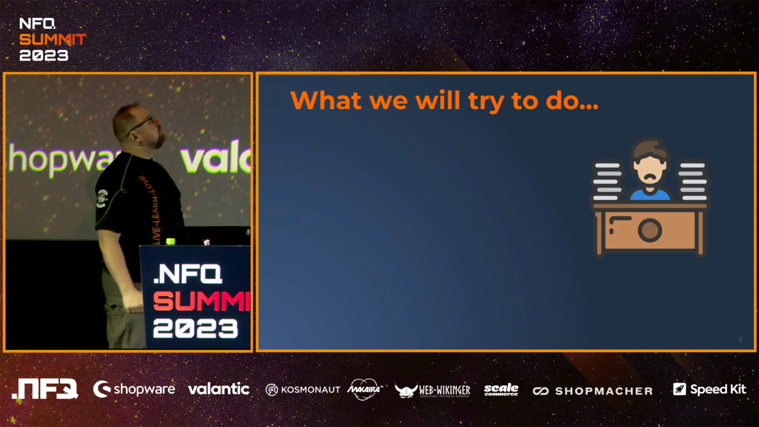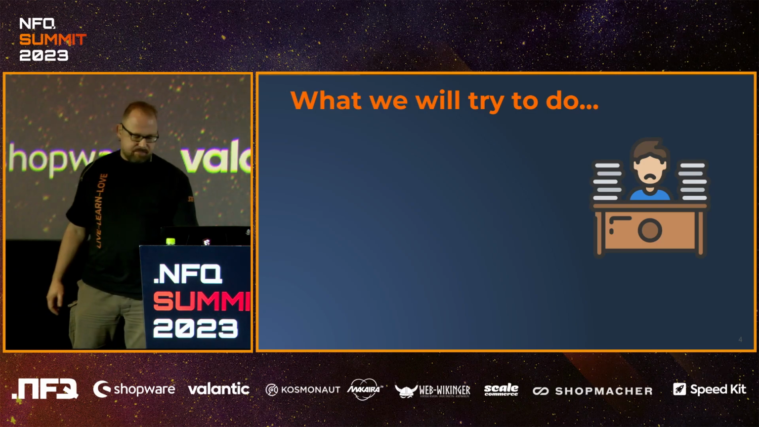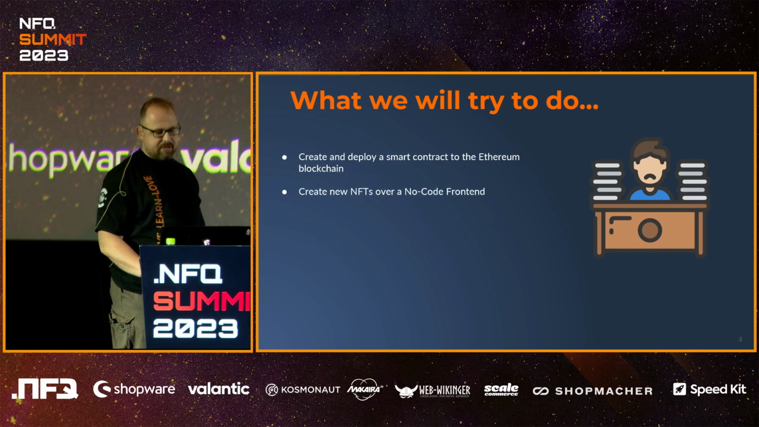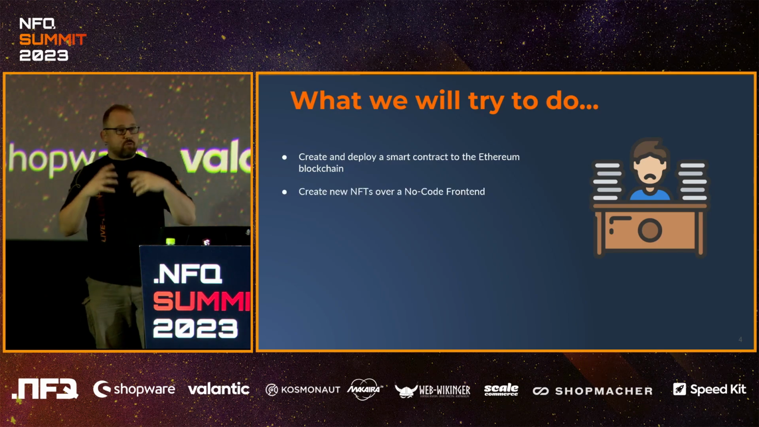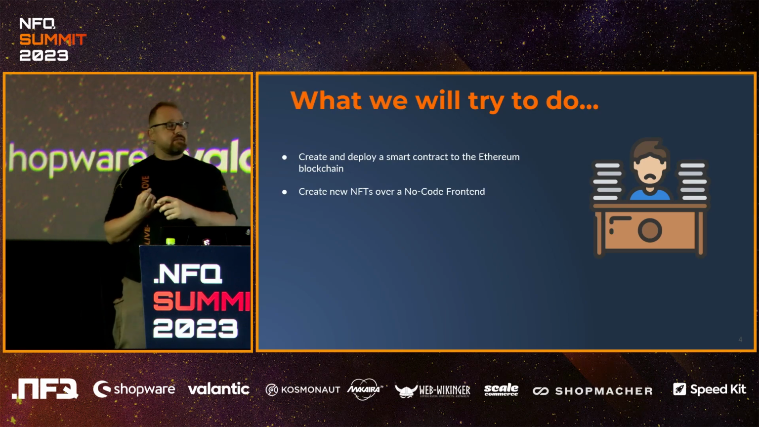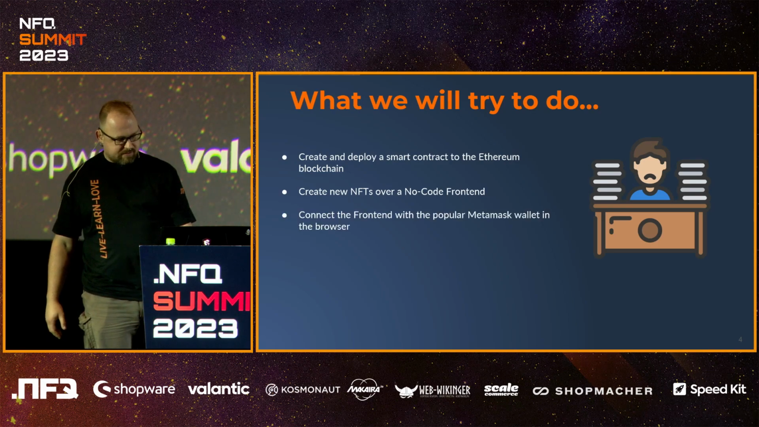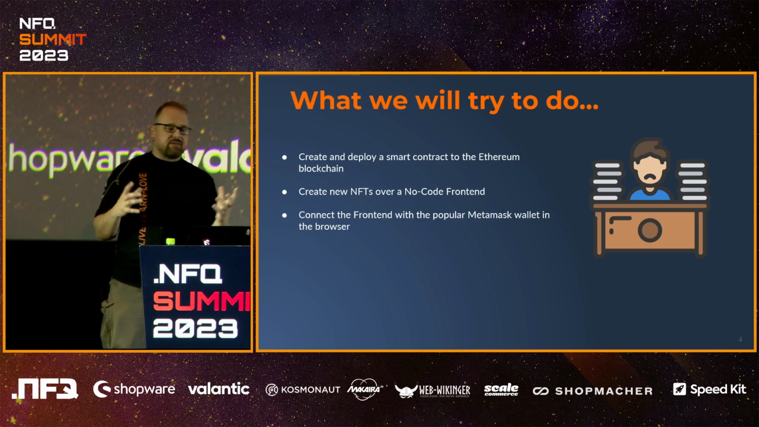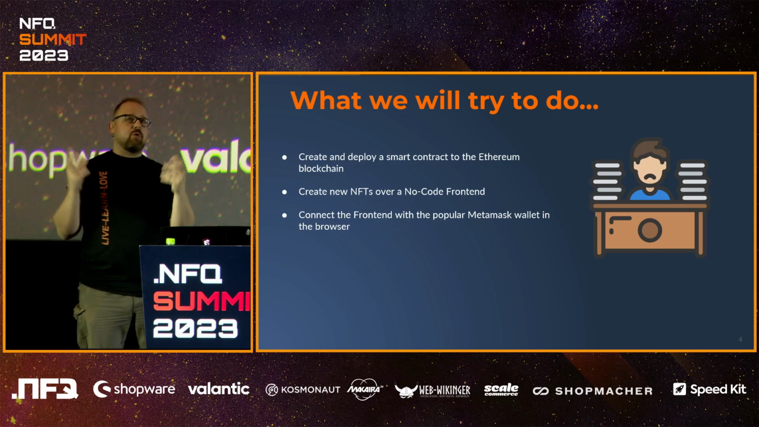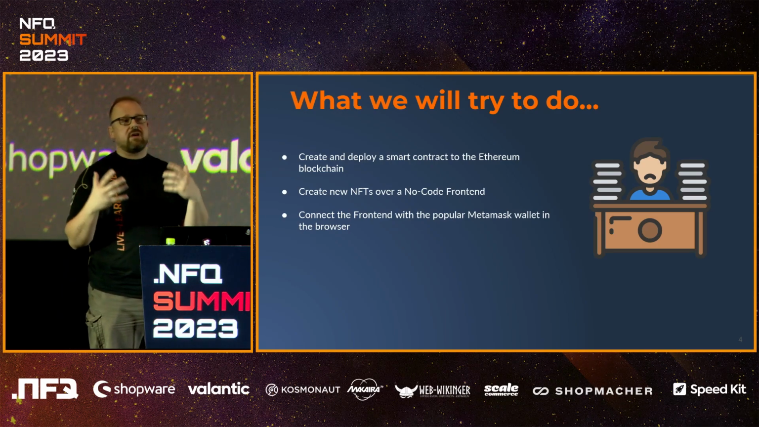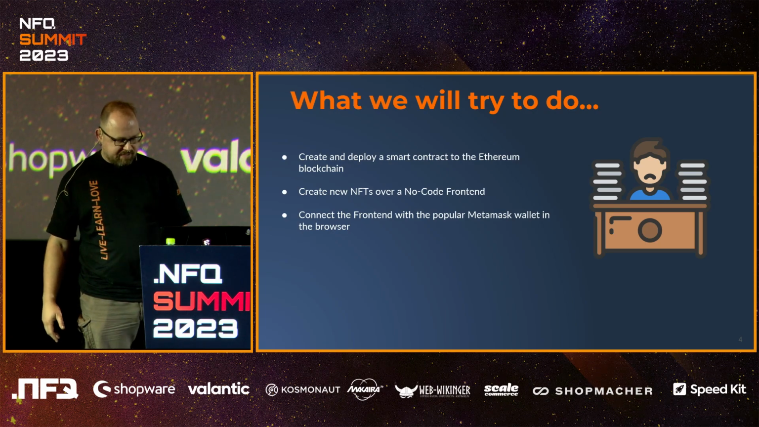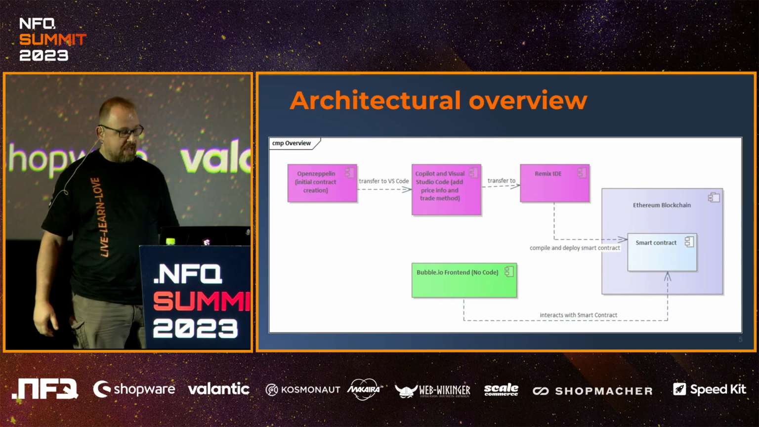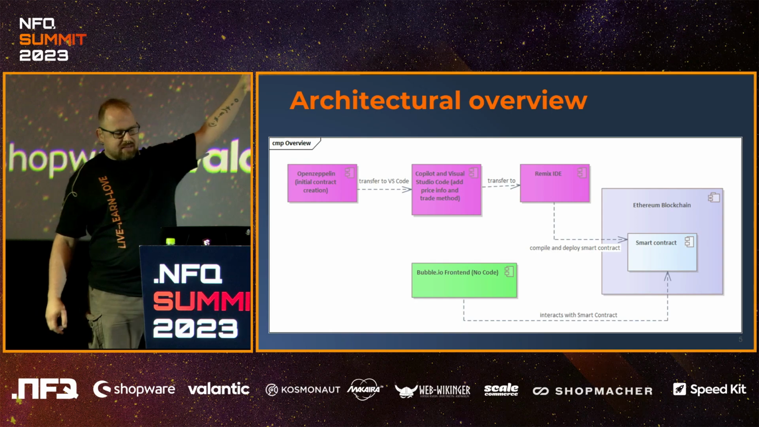So, now the interesting part. What we'll try to do: create and deploy a smart contract on an Ethereum blockchain. We will try to create a front end where we can create new NFTs, no front ends. We want to connect the MetaMask wallet. That's a browser extension for most browsers which accesses your wallet, where you keep your crypto or your NFTs. We will transfer the NFTs between wallets. Again, that's what we will do.